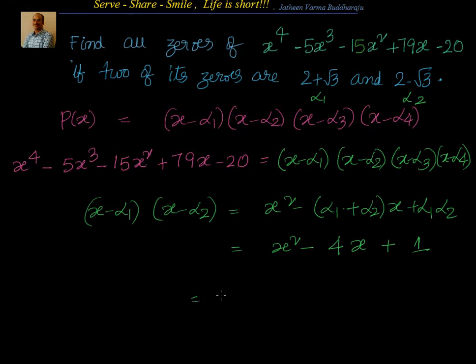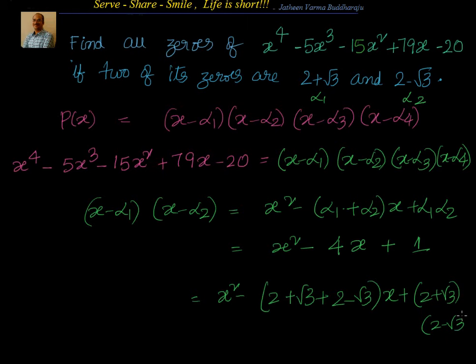How did we get that? Let me write it down here. x square minus, first step is I have to add them, so 2 plus root 3 plus 2 minus root 3 into x plus 2 plus root 3 into 2 minus root 3. Here I have the a square minus b square formula, that will give me 1. If I add them, these two will cancel. I will have x square minus 4x plus 1. So we know x minus alpha 1 into x minus alpha 2 is x square minus 4x plus 1.